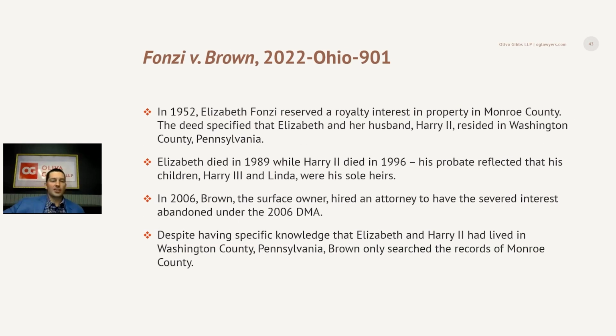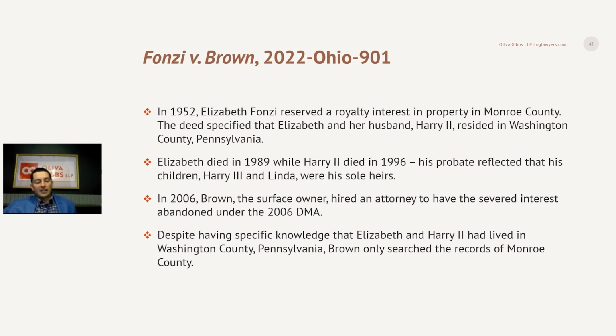The last case I want to touch on is Fonzi v. Brown, because it is another major case analyzing the level of diligence required to locate the holder of the severed interest or the holder's heirs and assigns. In 1952, Elizabeth Fonzi conveyed property in Monroe County to Donald and Eva Jean Brown, but reserved a 1/2 royalty interest. The deed specified that Elizabeth and her husband, Harry II, actually resided in Washington County, Pennsylvania. They had 2 kids there, Harry III and Linda.